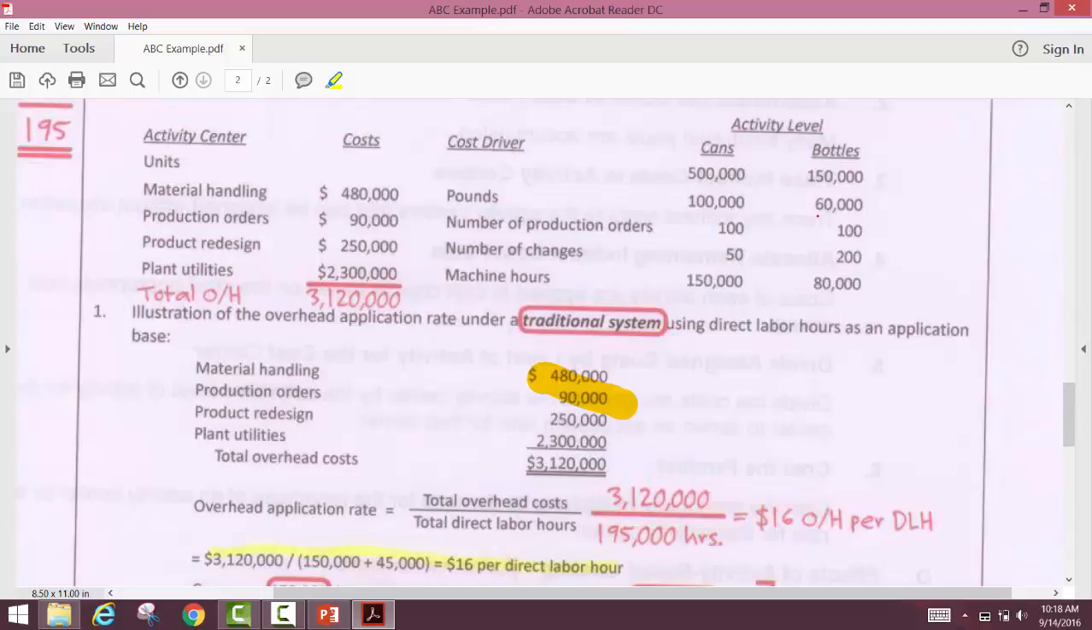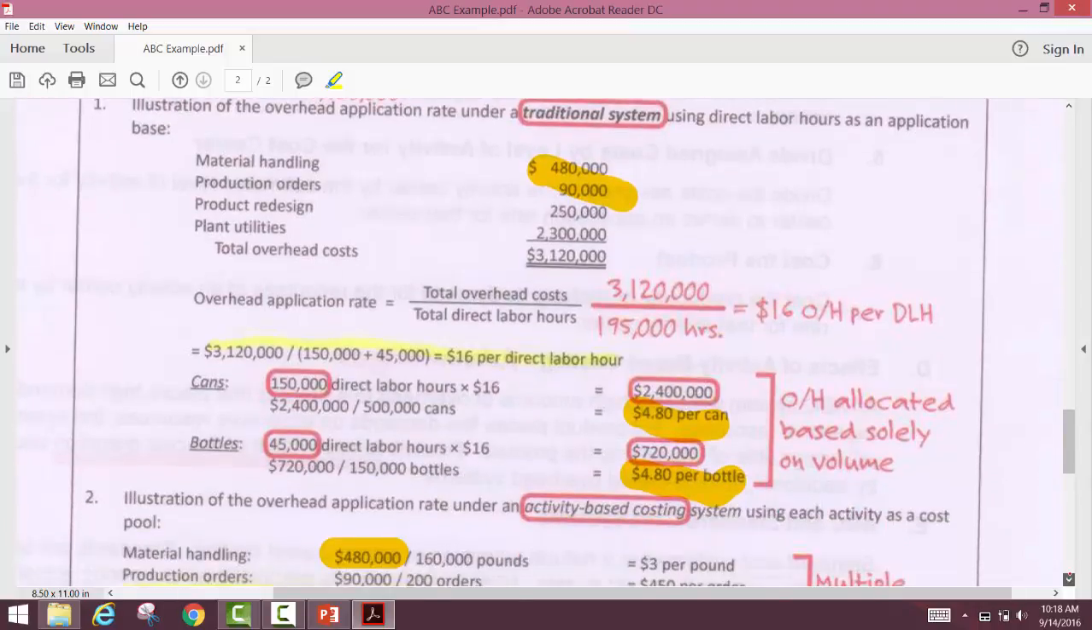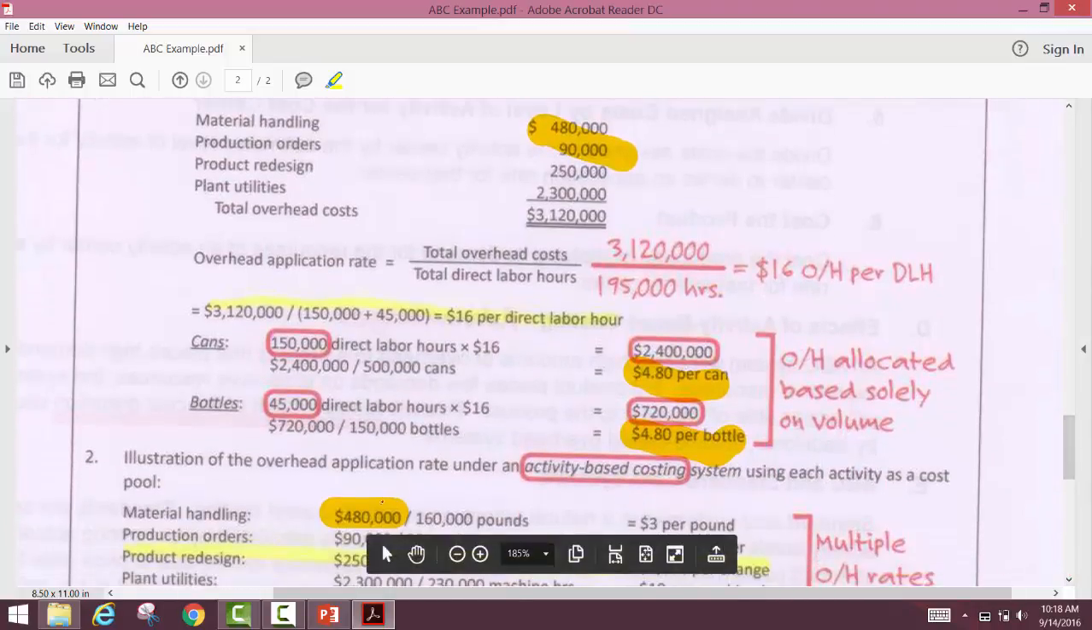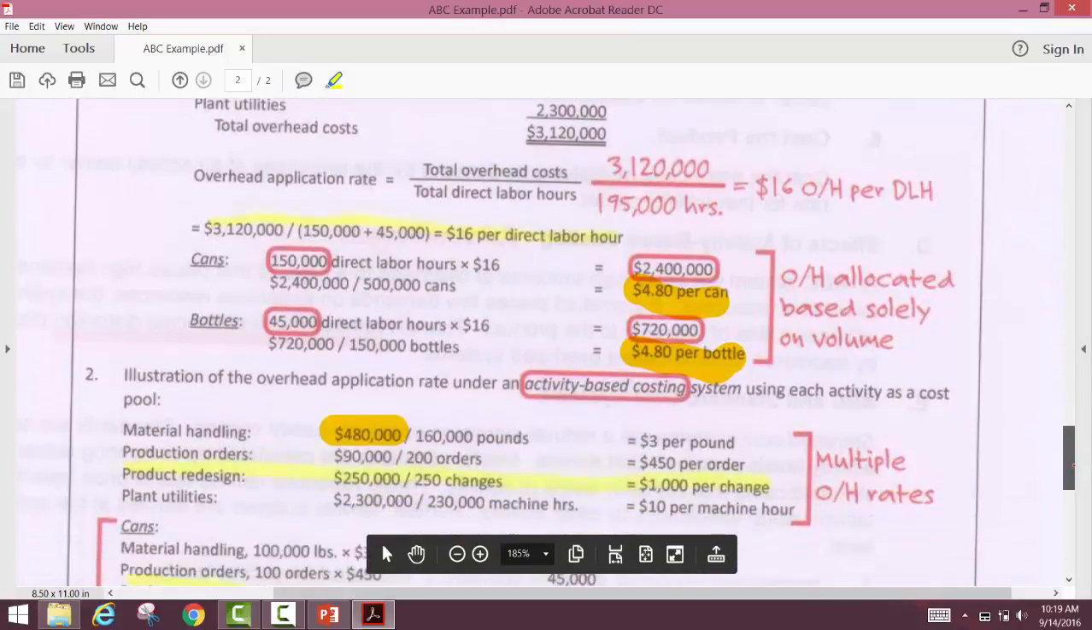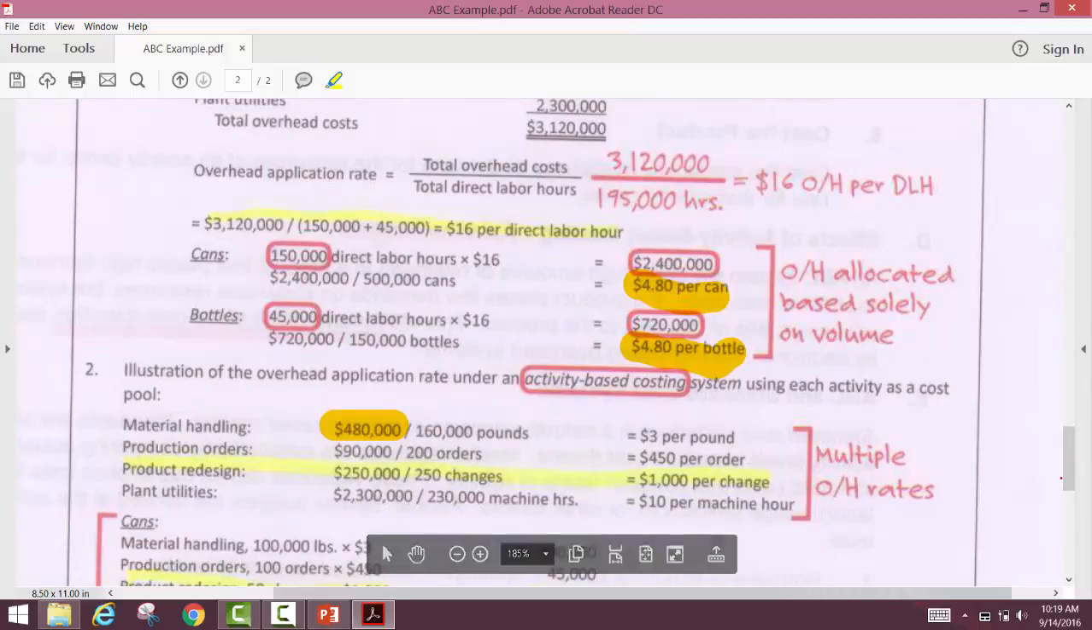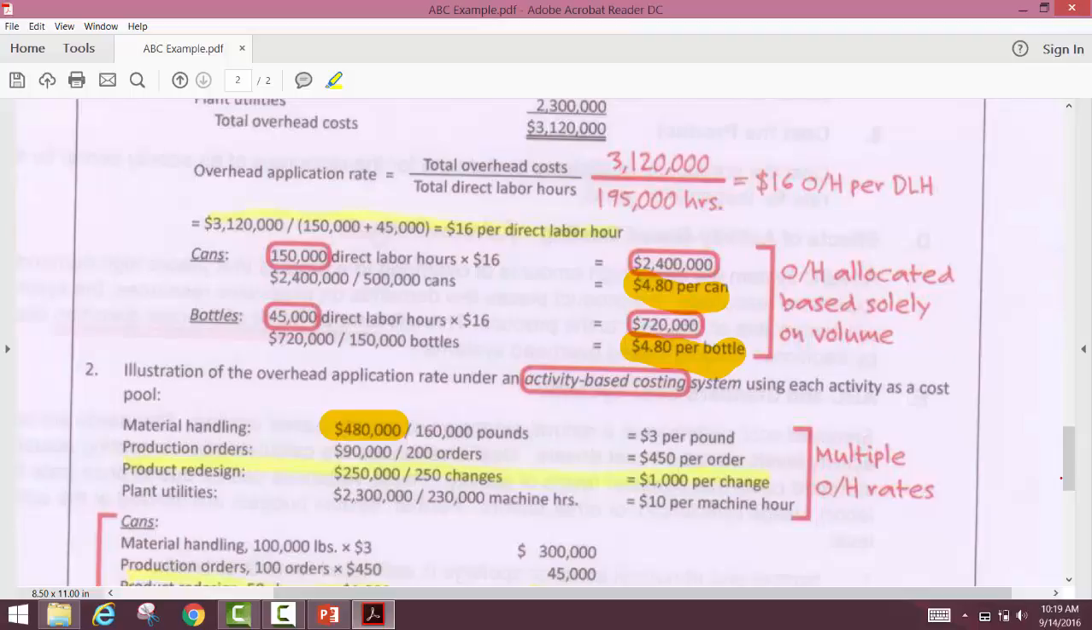100 plus 60 is 160,000 pounds, right? And so they bring that 160,000 total down here, and the cost of materials handling is 480 divided by the 160,000 pounds, which gives me $3 per pound, right? The cost of materials handling is 480. We handled 160,000 pounds. That gives us a cost for the materials handling, right? Question on that? All right.